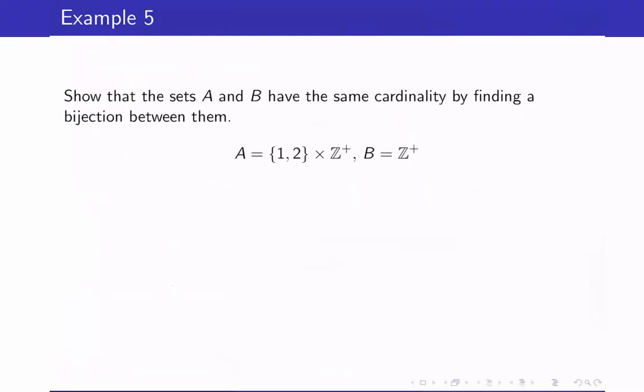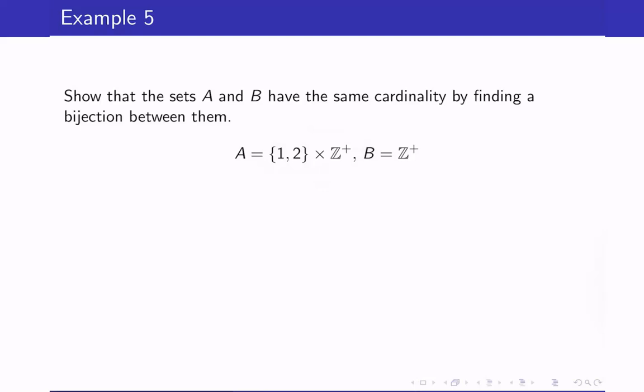For our next example, let us show that the sets A and B have the same cardinality by finding a bijection between them. We know that Z plus is just the set of natural numbers, right? So in order to find that bijection, we must make the one-to-one correspondence, right? So in order to do that, N or Z plus is countable, meaning to say we can write everything without missing something, without skipping something and without repeating. So how do we list the elements of this set?